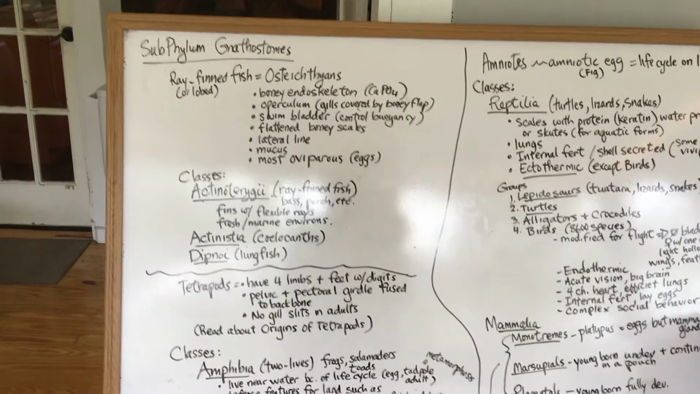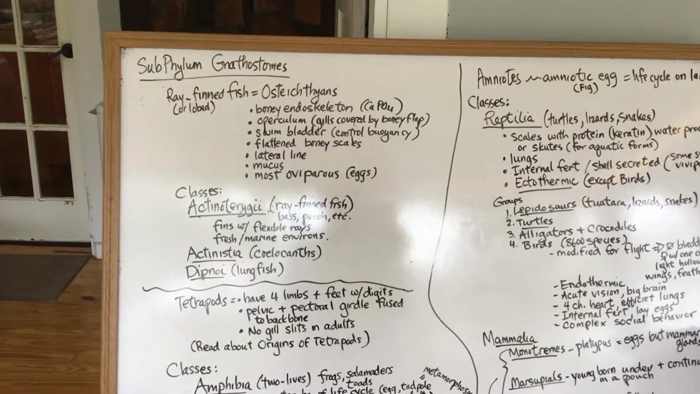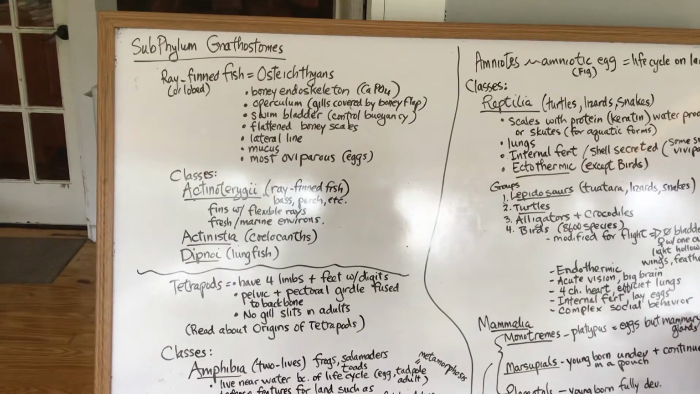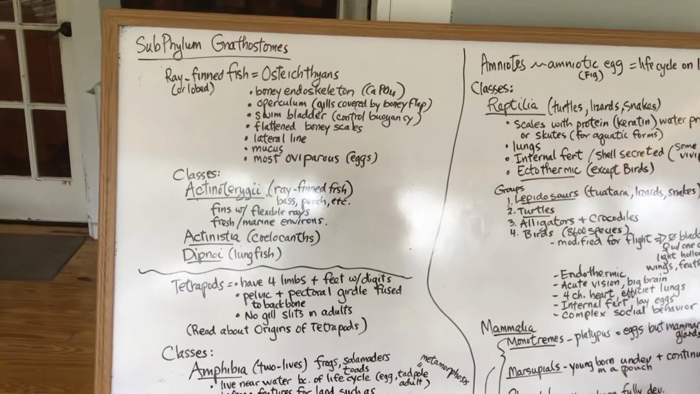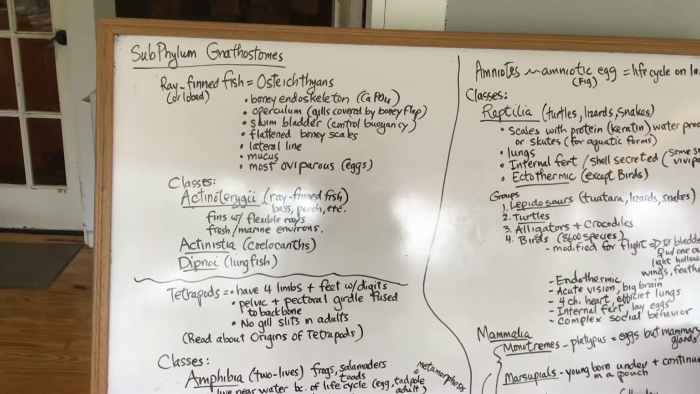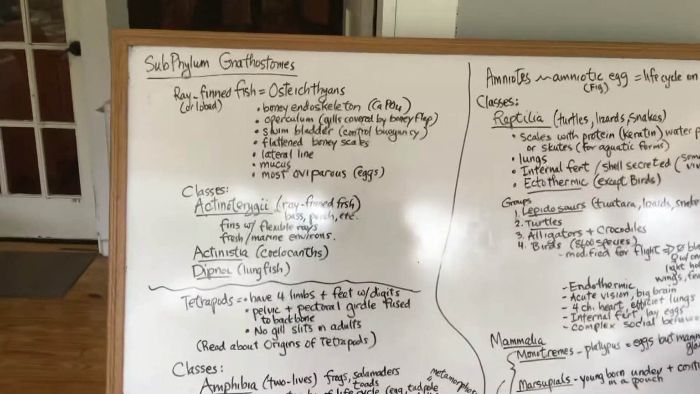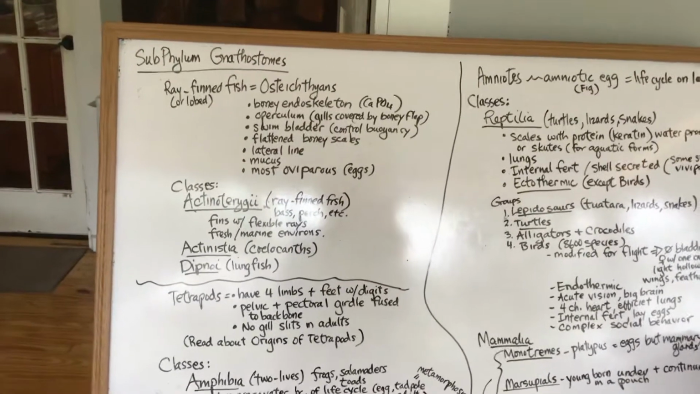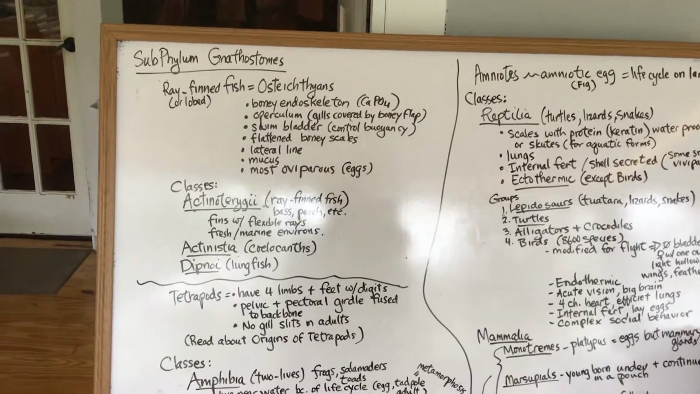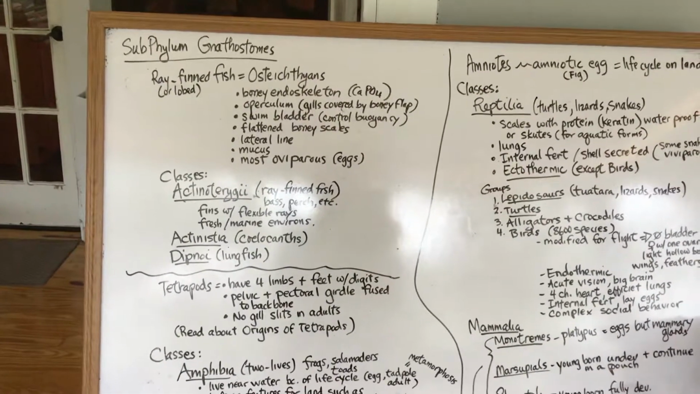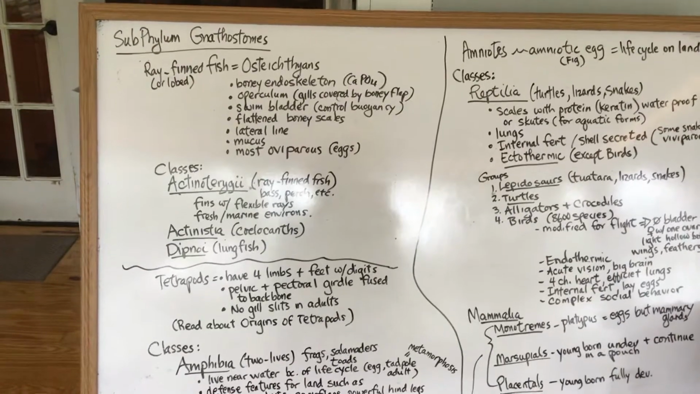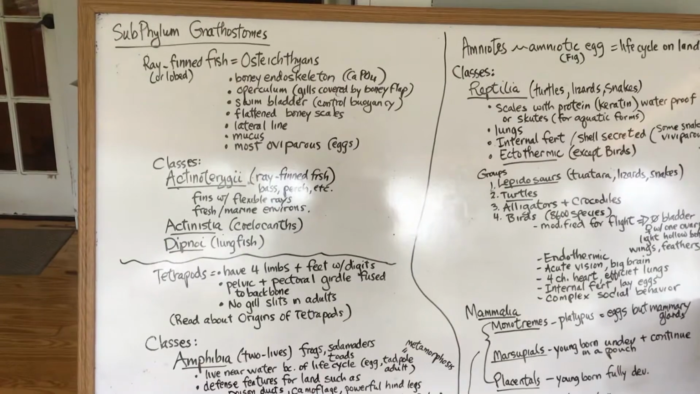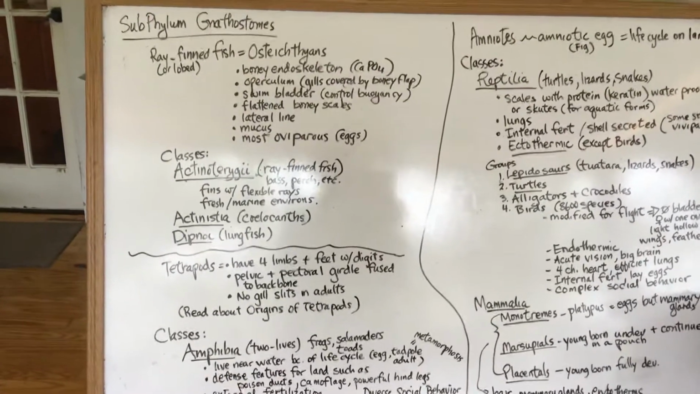They have an operculum, which is a kind of bony flap that covers their gills and allows them to control water going across their gills. They have a swim bladder, which helps control buoyancy. They have flattened bony scales. They have a lateral line, again, just like the sharks. And they have mucus on their skin to help defend against external parasites and osmotic concerns. Also, most of them are oviparous, which means that they lay eggs.